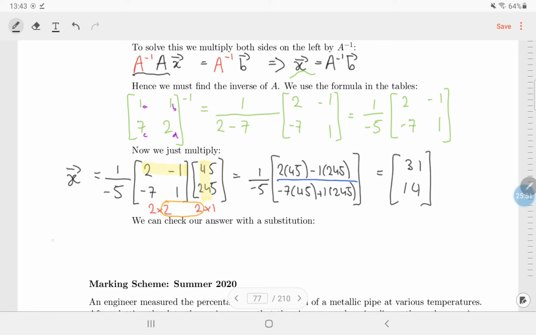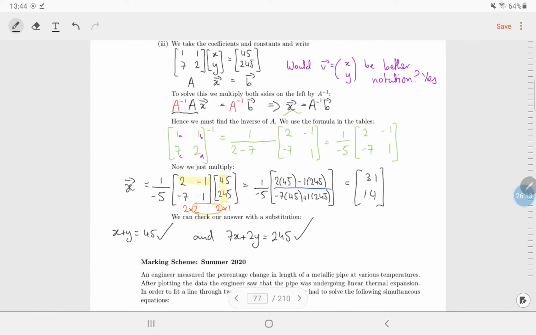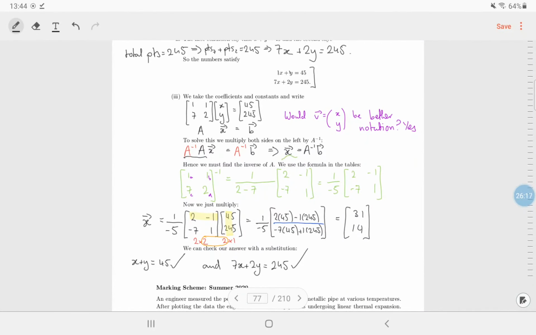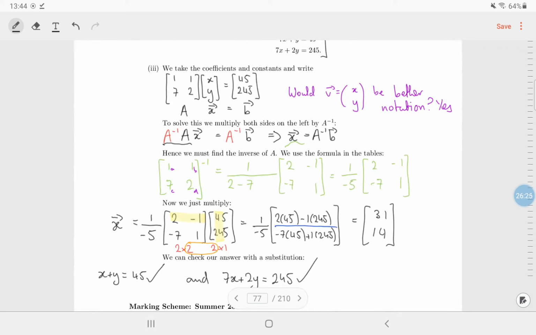So let's check our answers. x plus y is equal to 31 plus 14, which is 45, tick. And the other one is 7x plus 2y, so that would be 7 by 31 plus 2 by 14, which should equal 245, correct. So you can check your answer with these, but I'm mostly interested in that you know what the inverse of a matrix is. Now we'll keep it as short as that this week because you have your test, but in week 6 obviously it could go to 3.5 hours, but I think that helps you overall.